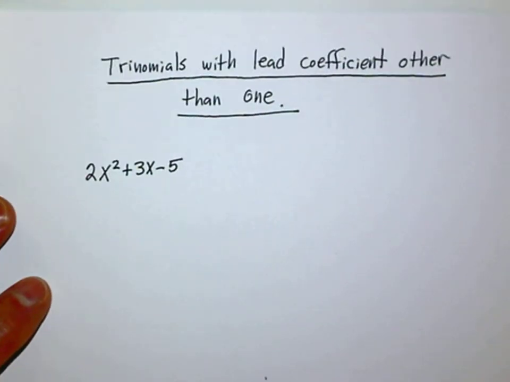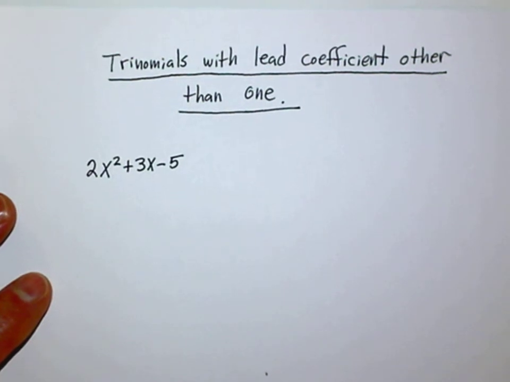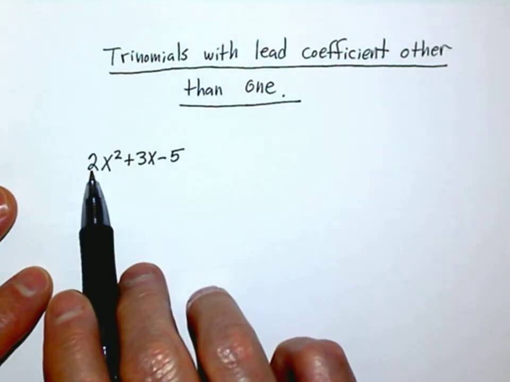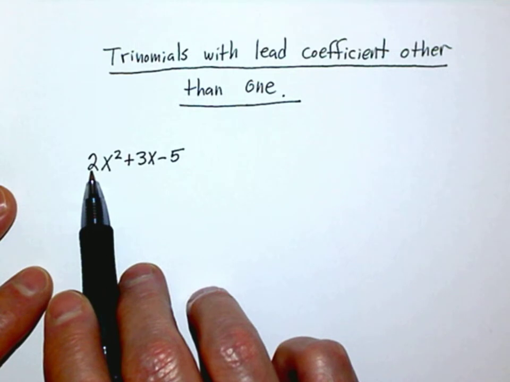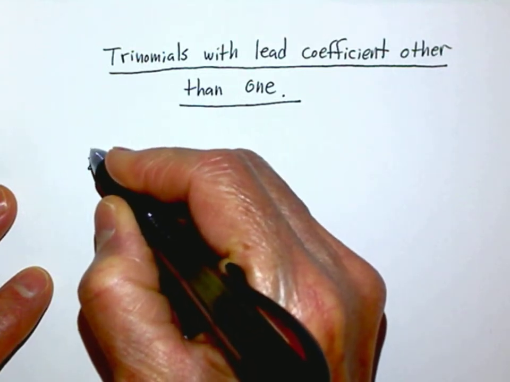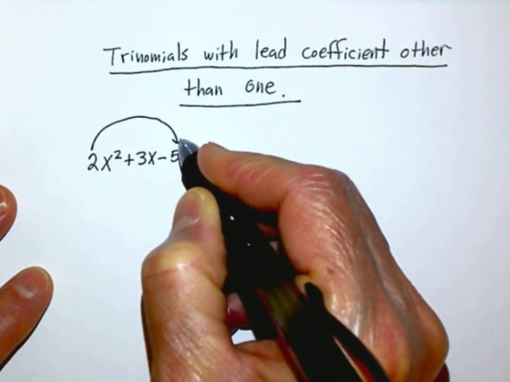We're going to be factoring trinomials with a lead coefficient other than 1. In other words, we have a number out front. This requires a little more work than the trinomials whose lead coefficient is 1. There are several steps we have to follow. The first step is to take the lead coefficient and multiply it times the constant.